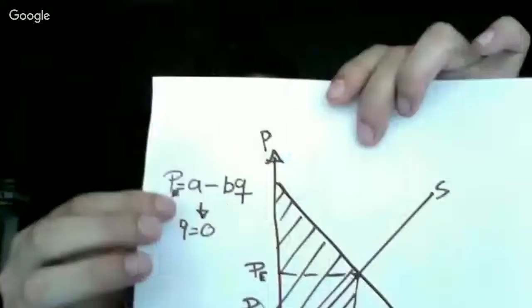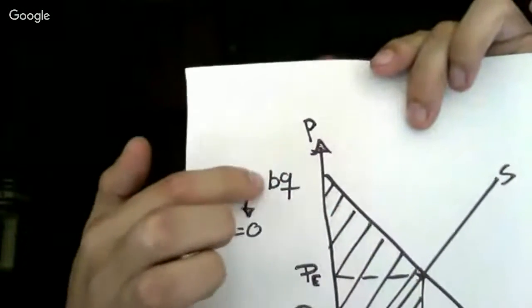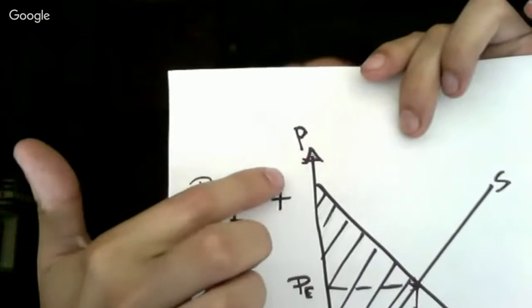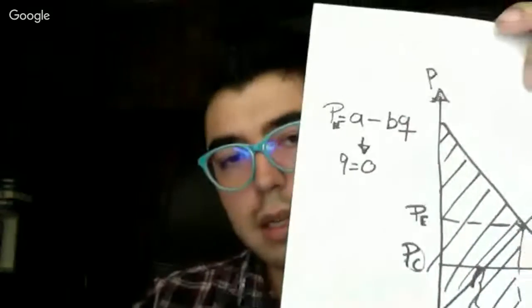What it means is that the equation that gives us the demand is going to be the equation of a line. So the structure will be this one. You're going to have an intercept, you're going to have a slope, and then your quantity. So this is the structure of a linear demand curve.